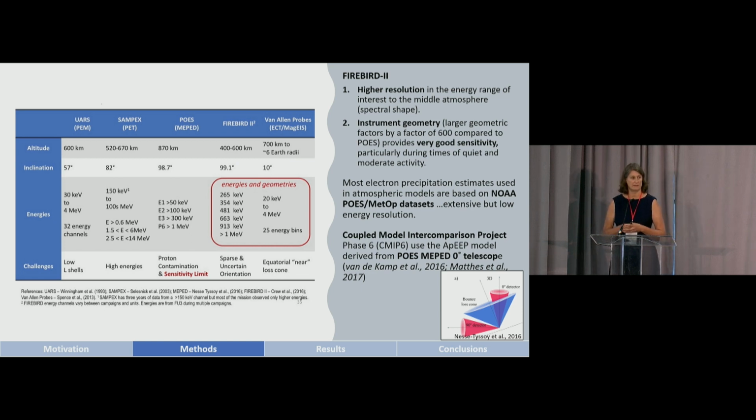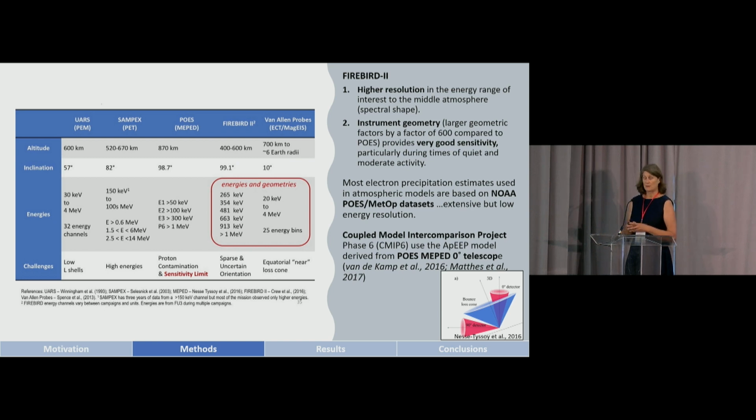I'll note also that the instrument geometry of FIREBIRD is really great to provide very good sensitivity during times of quiet and moderate activity. Most of the electron precipitation estimates that are currently being used in the global atmospheric models come from the NOAA POES satellites and the European MetOp satellites. And these provide excellent coverage over both spatial and temporal scales. However, their energy resolution is lower, and they observe integral energy channels as opposed to differential energies.